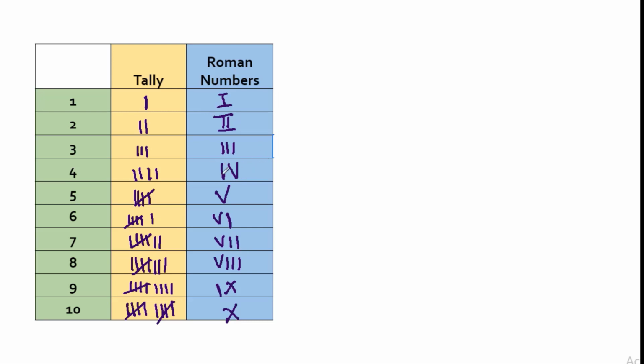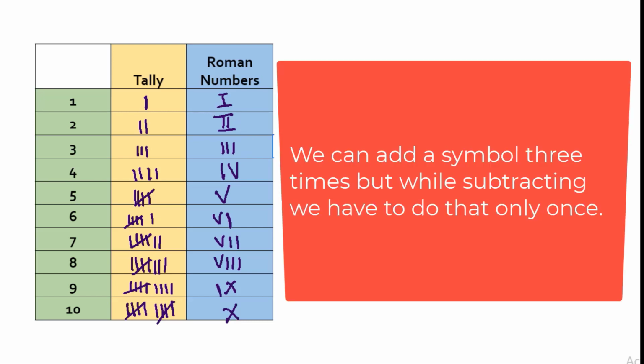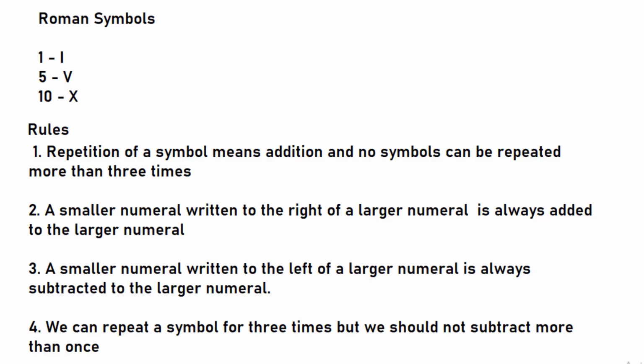Okay, if we are having rules like this, what about this one? How will you tell this one? What number is this? This is 5 minus 1 minus 1. So is this 3? For 3 already we are having a symbol. So they framed another rule. We can add 3 times, but while doing subtraction we should subtract only one time. So with these numbers and the rules we framed, we can find Roman numbers for higher numbers.